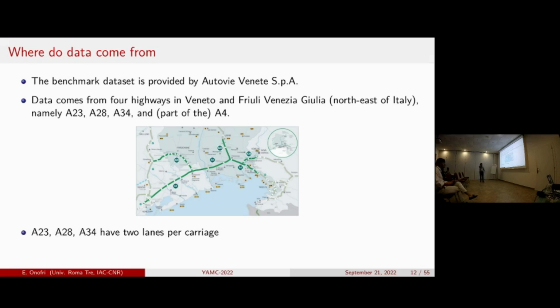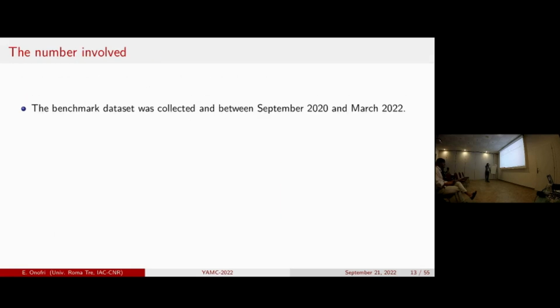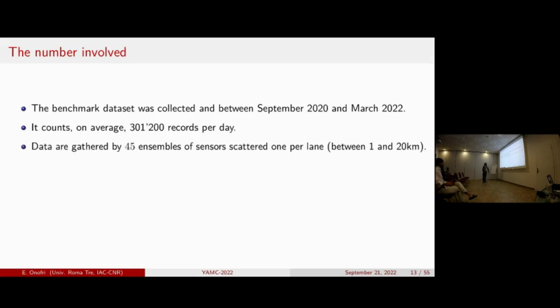Okay, they've set. Okay. The benchmark dataset was collected between September 2020 and March 2022, and in particular, yeah, but yesterday I was here and what happened, so I was continuing writing.